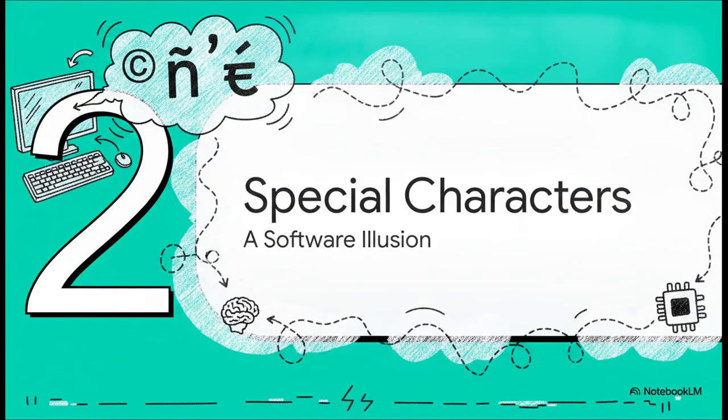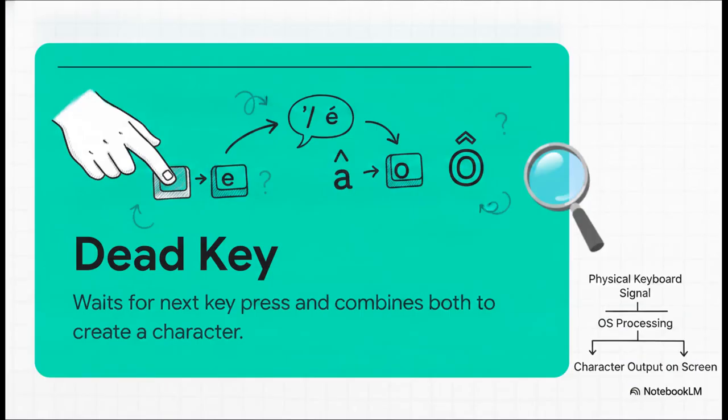Section 2. Special characters. A software illusion. So this brings us to a huge pain point for a lot of users setting up a new workflow, and that's special characters. Characters like the copyright symbol, an enye, or an A with an accent. These are entirely software illusions created by the operating system. This means your hardware literally cannot physically send them directly to your screen, no matter how much you wish it could or how many buttons you mash. A perfect example of the software illusion at work is the concept of a dead key.